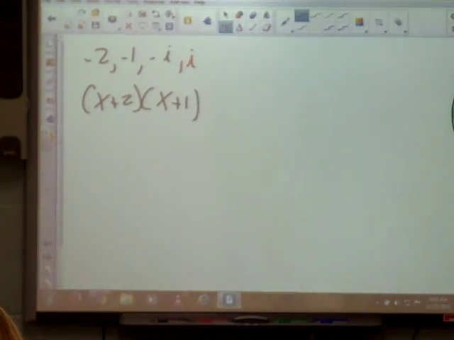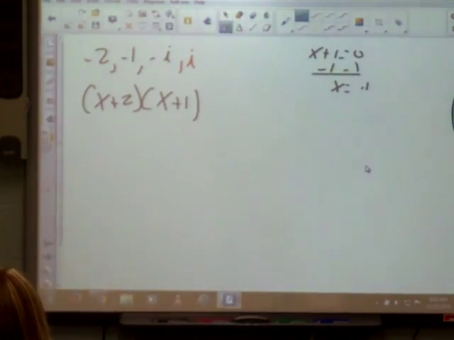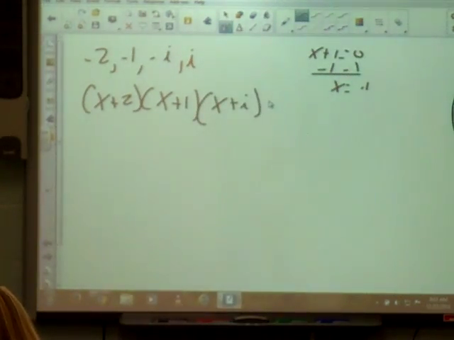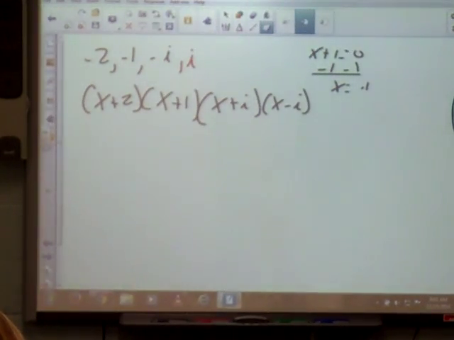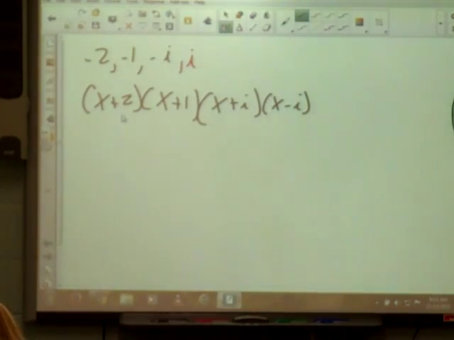Everybody understand that? If you had x plus 1 and set that equal to 0, that's where the negative 1 would come from. Okay, so if I had negative i, that comes from x plus i. And if I had i, that comes from x minus i. Now I'm going to start multiplying. I'm going to do the normal looking stuff together, and then I'll do the i's together after that.